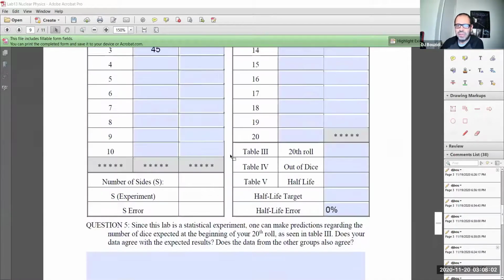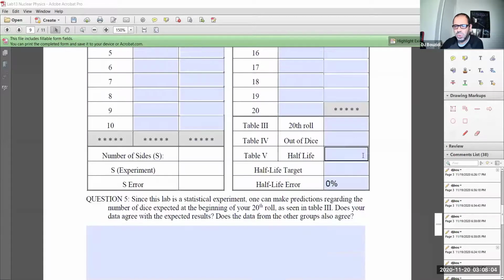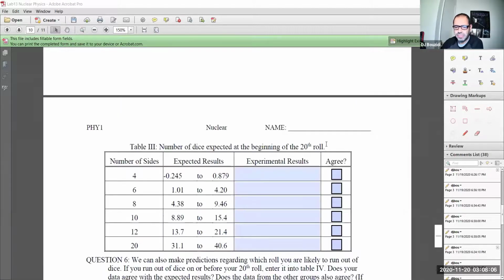But you don't fill this table anymore. You just repeat it up to the 20th roll. Okay? You should find a number between 1 and 4. You could find a 1, you could find a 2, you could find a 3, you could find a 4. If you find a 5, it doesn't agree. 6 does not agree. Do you guys understand? You're going to do the same thing. So let's try to do it quickly with a 6, okay?